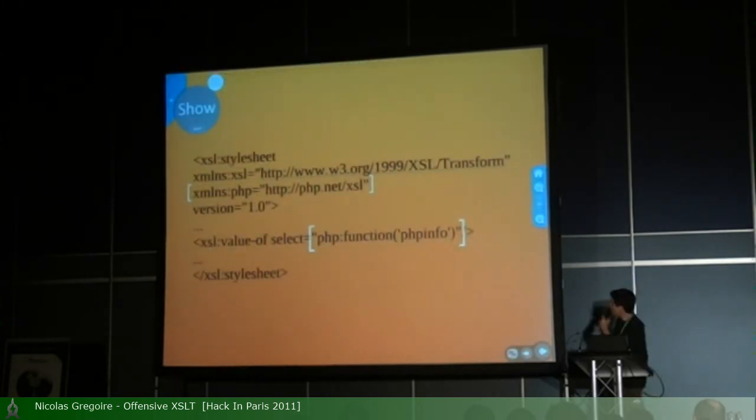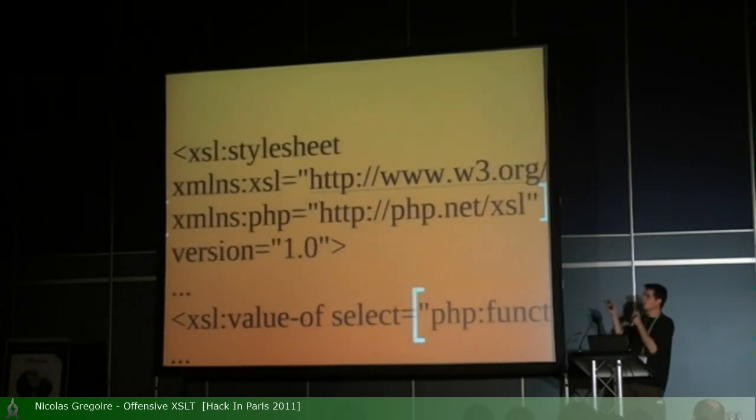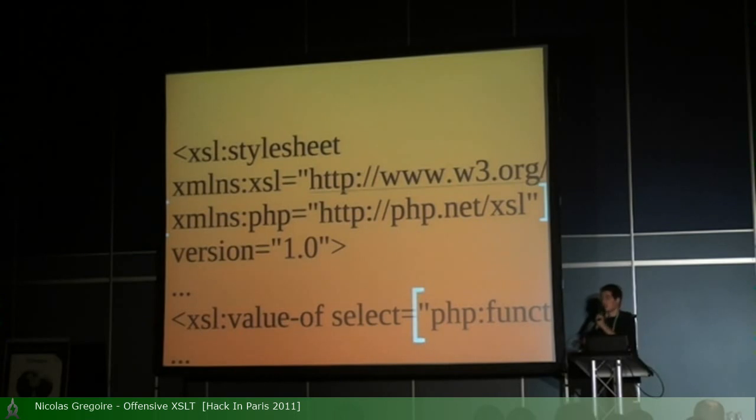And you have this kind of transformation. We just map a namespace to PHP. It could be any value. And then we call our namespace with function and your PHP code directly. So here it's phpinfo. It could be, of course, exec, system, whatever. So using Google, Google code search, you can find some applications using this function. I don't know if it's possible to control the XSL file. If it's possible to control it, you get remote code execution.